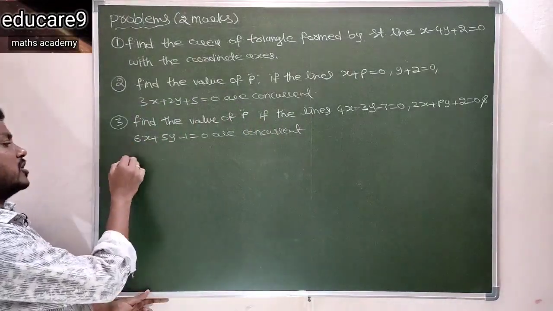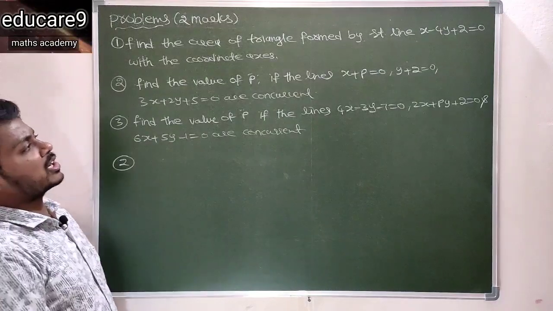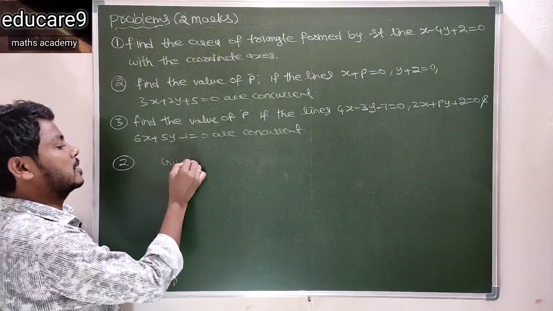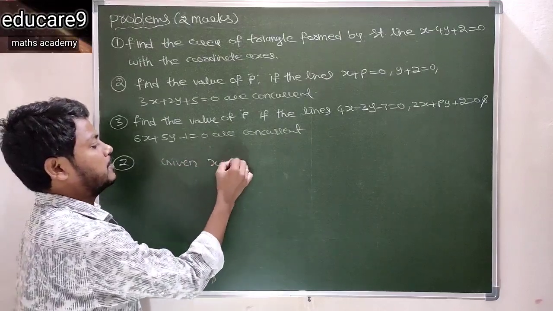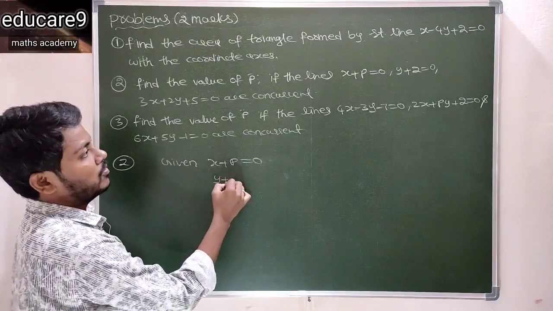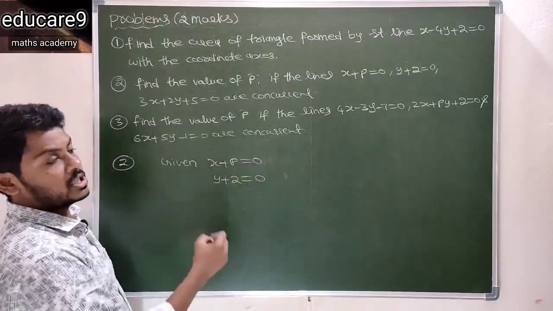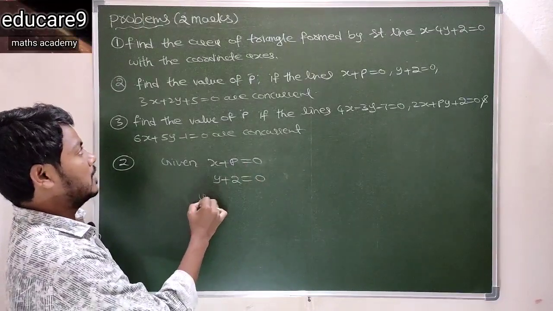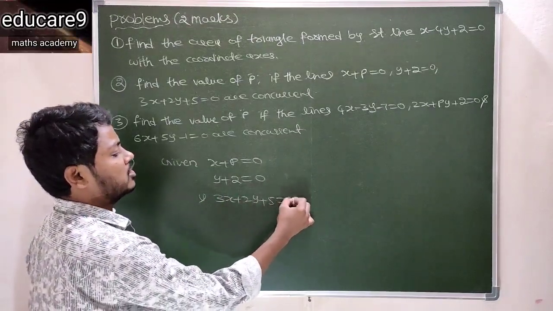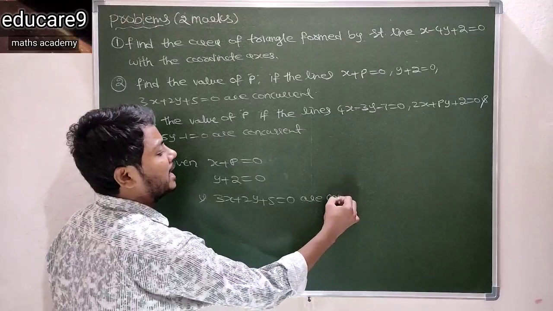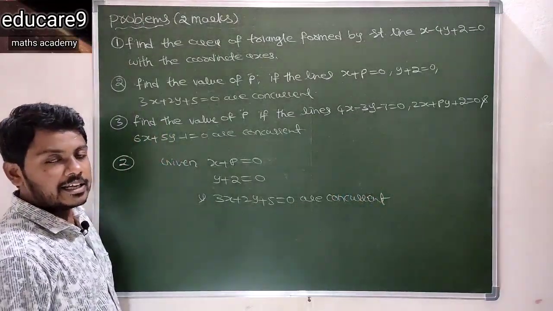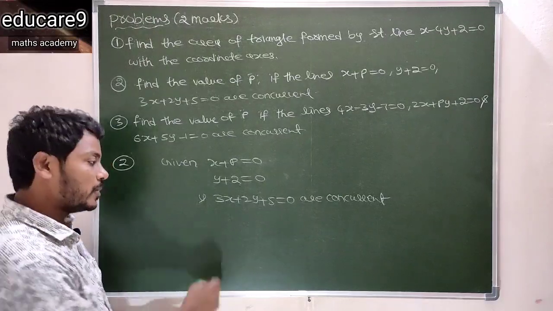So see the second problem. Given lines are concurrent, then find the value of p. So see here the given lines x plus p is equal to 0, y plus 2 is equal to 0, and 3x plus 2y plus 5 is equal to 0 are concurrent. Okay. Then clearly the determinant value is 0.